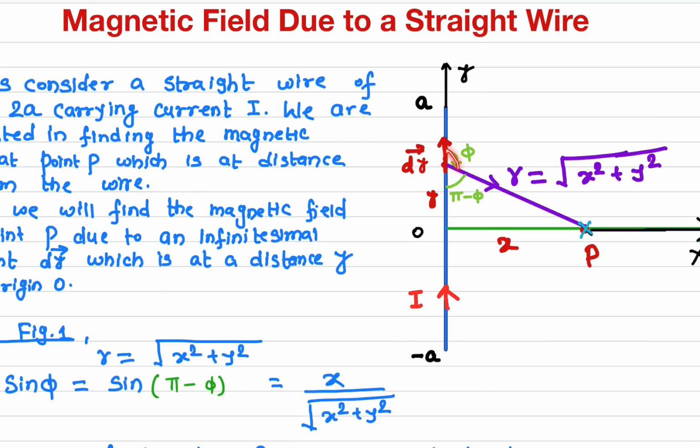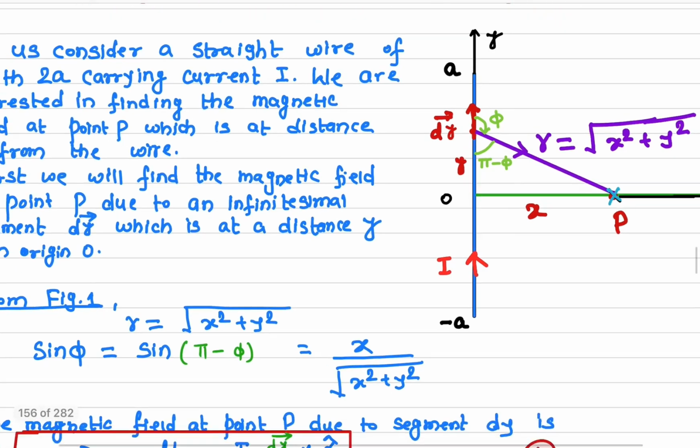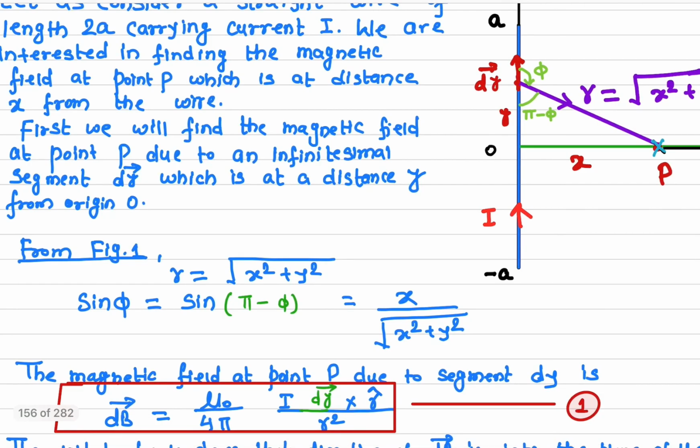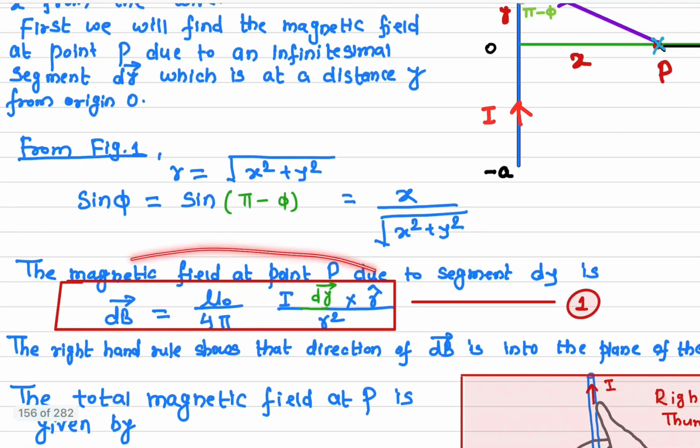Phi is the angle between this tiny segment and the distance, or the r vector. So this phi is the angle between the dy vector and the r vector. All right, so now let's use the Biot-Savart law. What does the Biot-Savart law tell you? That the magnetic field at any point due to a tiny segment is given by this equation.